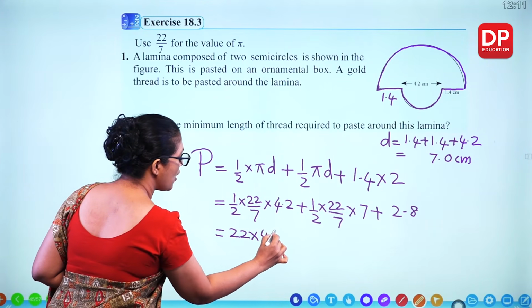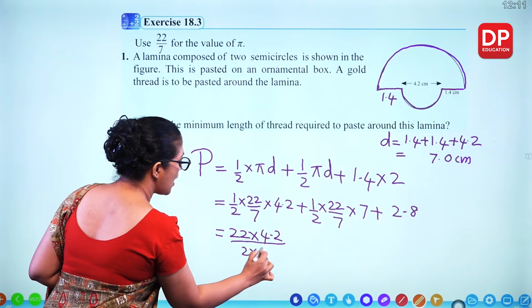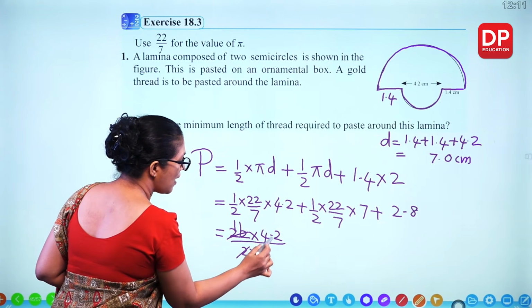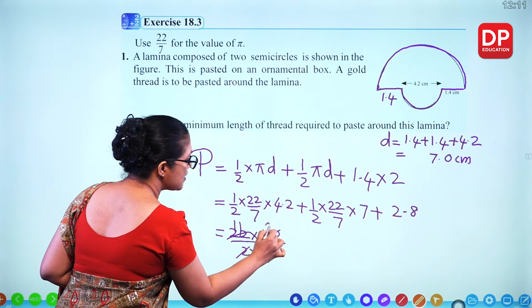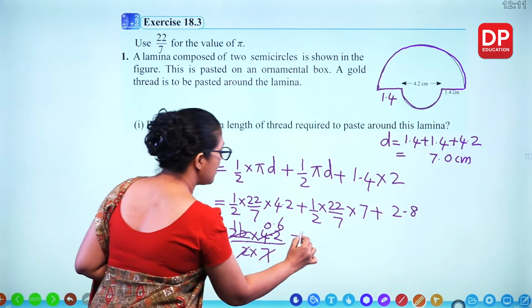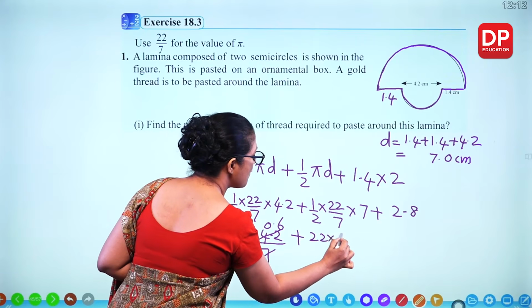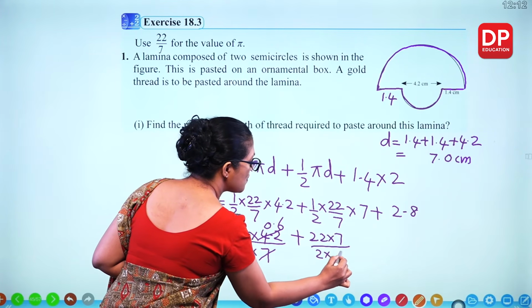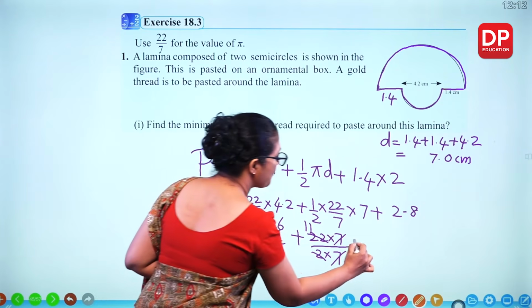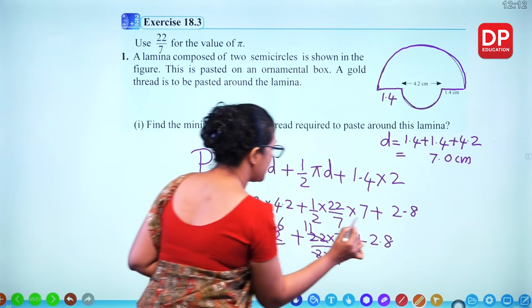22 times 4.2 divided by 2 times 7. So 2 times 11 there. When you divide this by 7, you get 0.6. Here 22 times 7 over 2 times 7. So 7 gets cancelled out. You get 11 there. Plus 2.8.